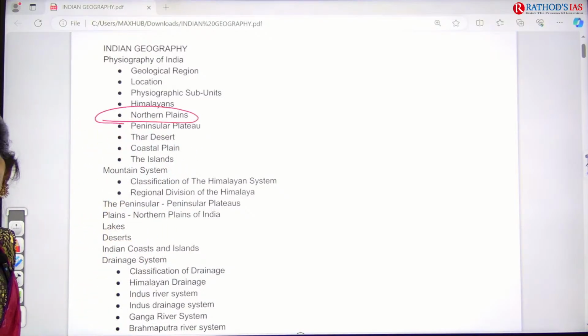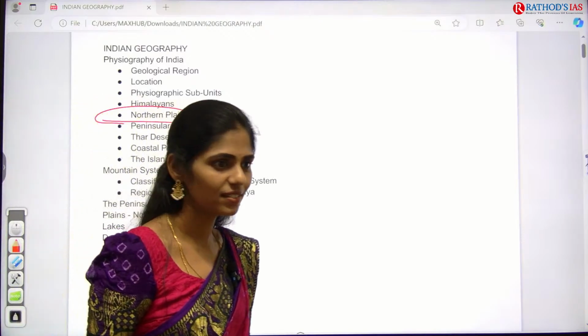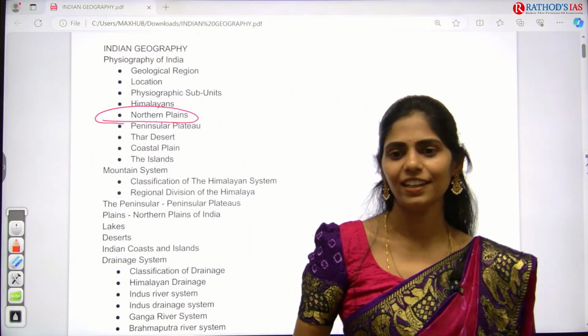So where are these northern plains seen? Plains. So what is the meaning of plain? At least tell me. Plains?